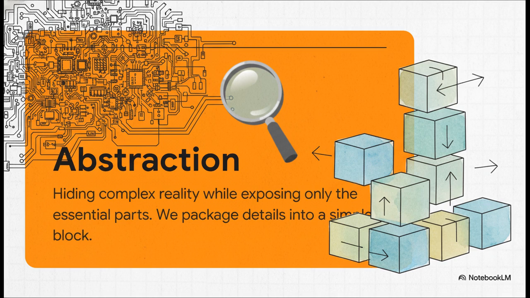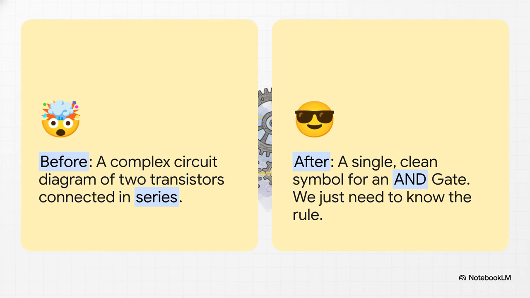You take all that messy, nitty-gritty detail, the transistors, the wires, and you package it all up into a nice, simple, reusable block that just works. All you need to know are the rules. And just look at the difference this makes. Before, you've got this complicated diagram of two transistors hooked together. But after abstraction, you just have this one clean symbol for an AND gate. We don't have to think about the transistors inside ever again. We just know the rule. If A and B are 1, the output is 1.